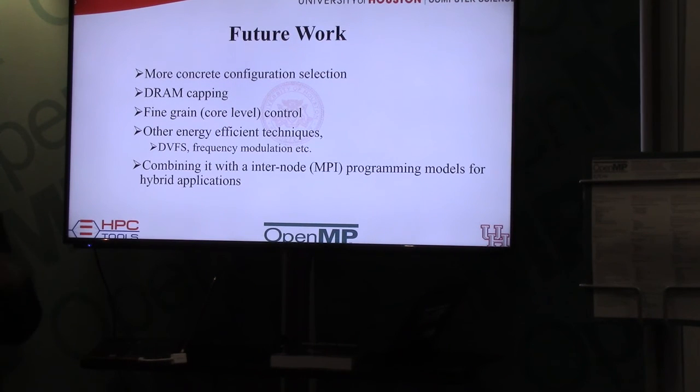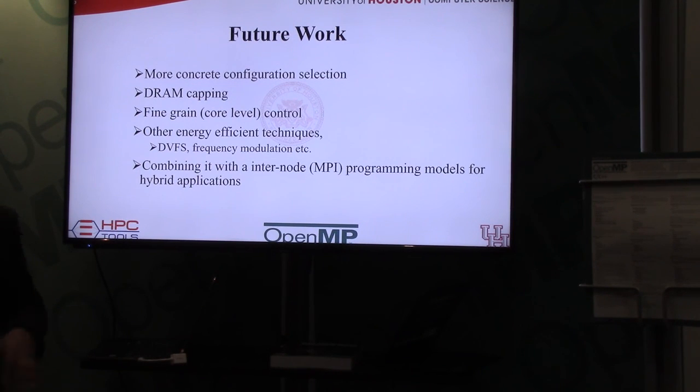We didn't look into DRAM capping yet, so we're planning to look into that. How does it affect the performance if we cap the DRAM power? We can also use some other energy-efficient strategies like DVFS, concurrency throttling, or frequency modulation. And definitely, last but not least, at the end we want it to run in a bigger environment, so we have to combine it with a distributed programming model, such as MPI.